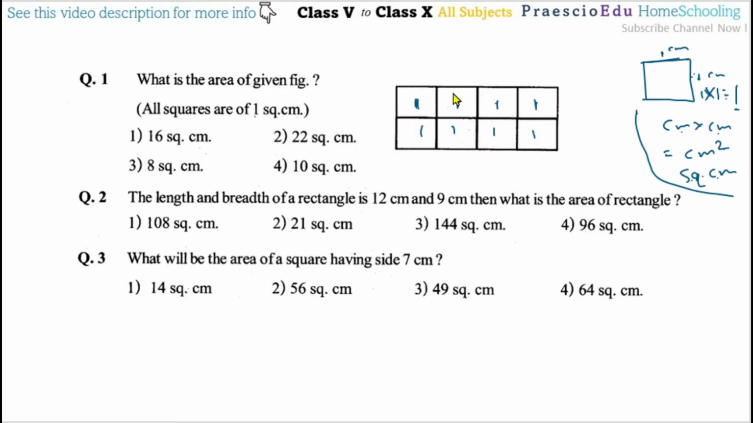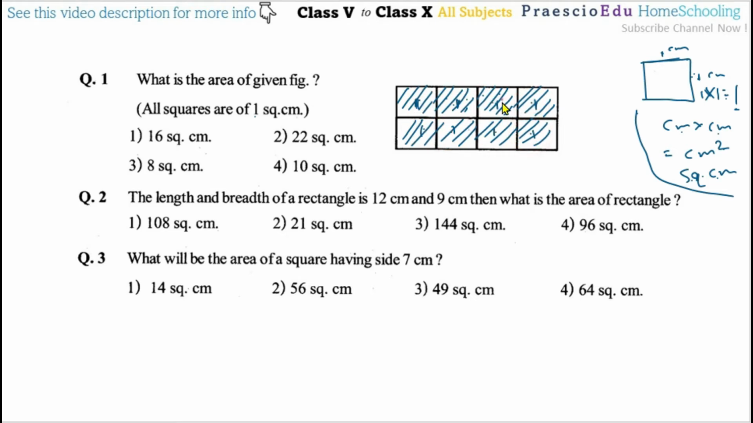So as per this, we have to find the area. This occupied area, plus if we add this one also, and if you add all one by one, we will get the complete area of this figure. So we have to add 1 plus 1 plus 1 plus 1 plus 1 plus 1 plus 1 plus 1.